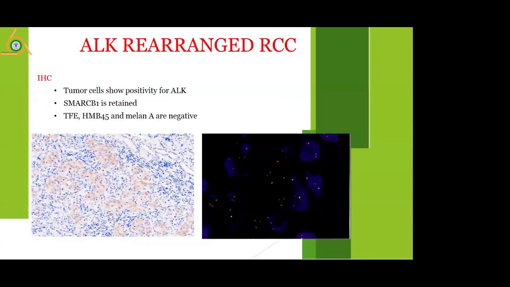So this is how ALK looks. This is a little soft picture. You can see good positivity of ALK in a couple of ALK associated rearranged RCCs, and this is your break apart FISH.